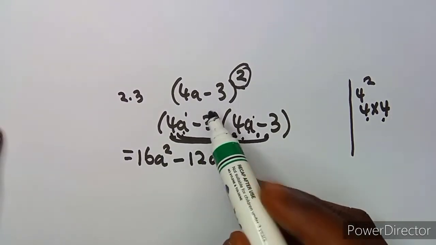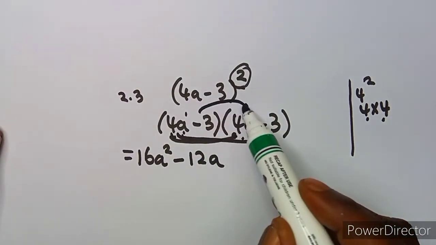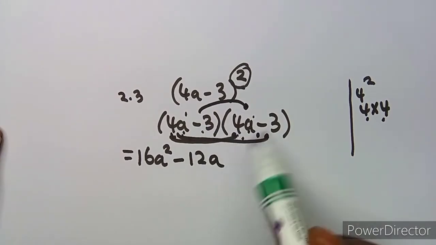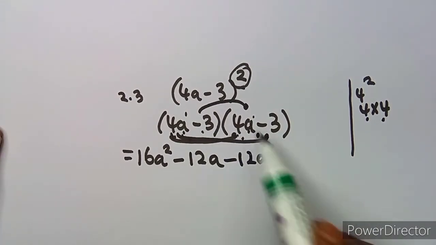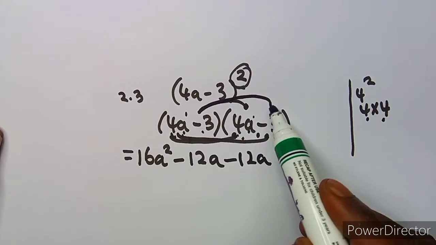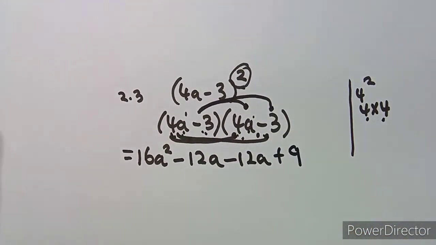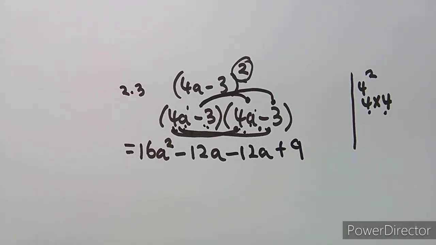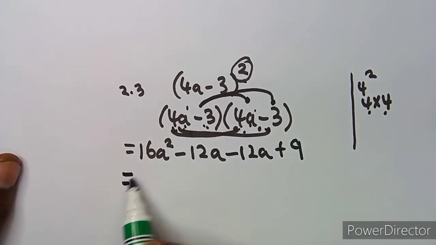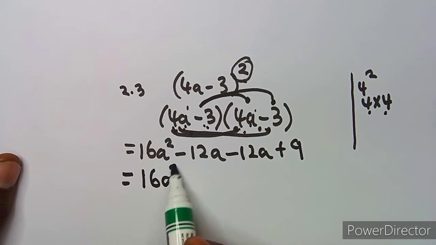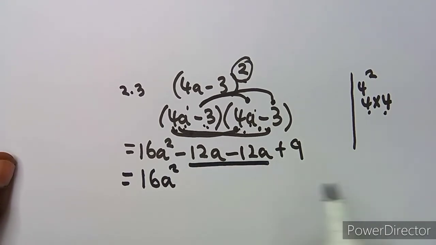You move on to minus 3, so it's minus 3 and 4. So minus 3 times 4, that's minus 12a. Minus 3 and minus 3, so minus 3 times minus 3, that's a plus 9. Okay, you're multiplying there. So collect like terms. The like terms are already written here.